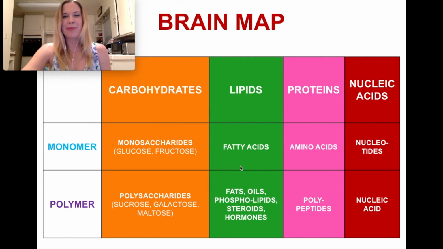Lipids are in green. The monomers for lipids are fatty acids, and the polymers for lipids are fats, oils, phospholipids, steroids, hormones. Then here are proteins. Protein monomers are called amino acids, and amino acids make up polypeptides. Then nucleic acids: nucleotides make up all nucleic acids. So nucleotides are the monomer, and nucleic acids are the polymer.